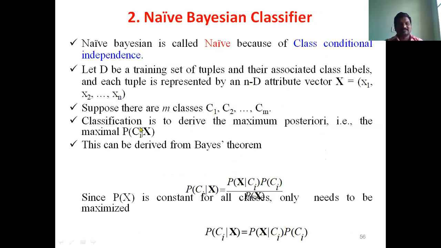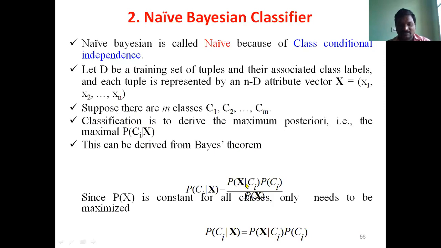Ci, the number of classes, is a hypothesis here, but we are predicting values, yes or no. This is a hypothesis value C. For example, the probability of H given X, where C1 is equal to the H value. This can be derived from the Bayes theorem.